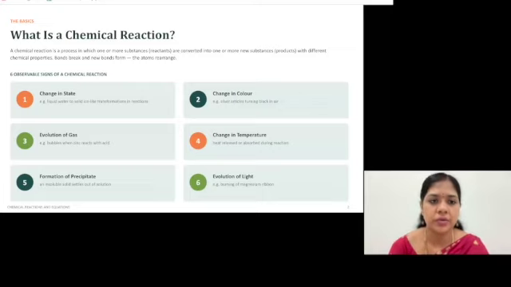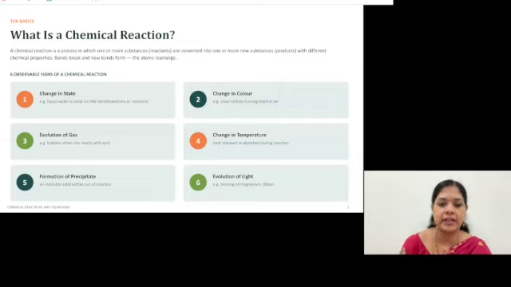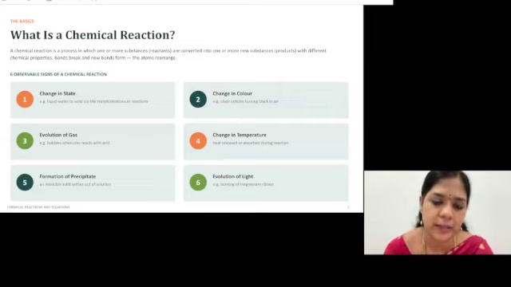Now, how do you actually spot that a chemical reaction has happened? There are 6 signs shown on the screen. First one is change in state. Yes, there may be a change in state, and there is a change in color, evolution of gas, change in temperature, and in a few reactions there will be formation of precipitate, and for a few reactions there will be evolution of light. So these are the different characteristics you can look for when a chemical reaction is happening.